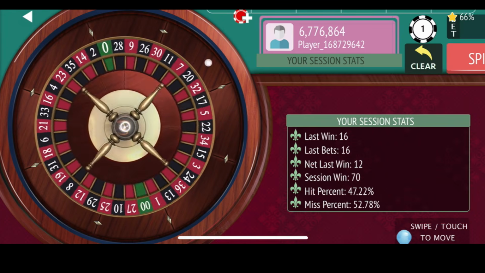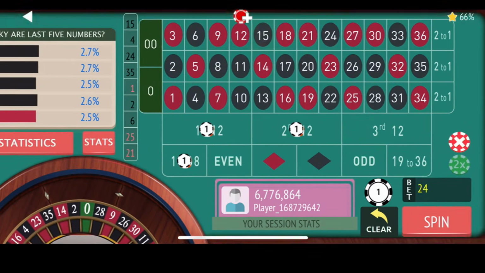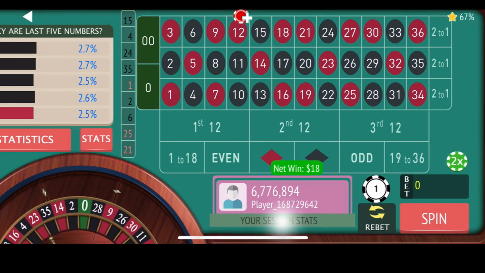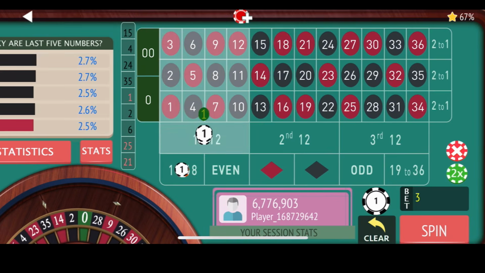This is spin number 30. And we get 15 black. 15 black is $18 coming back. Not only did we hit our milestone, but we did boost up to $88 and a new session high. Back to base we go.